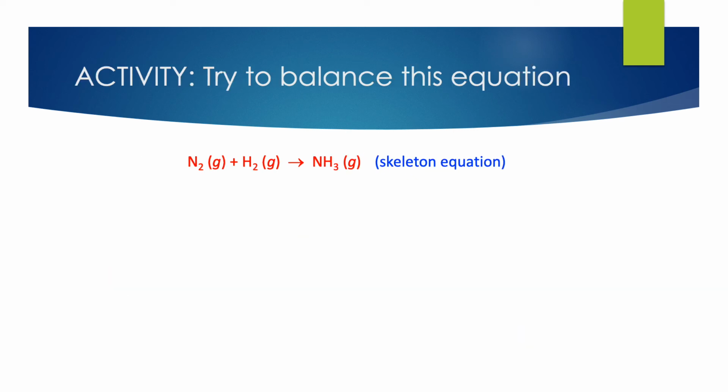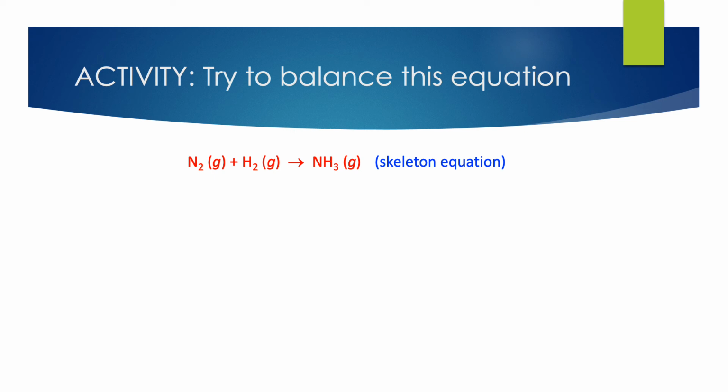So now I want you to try it. You've learned how to use the tree trunk method, so I want you to try it for this synthesis of ammonia from nitrogen and hydrogen. So you might pause the video now or review the last slide and try this out and see if you can balance the equation.